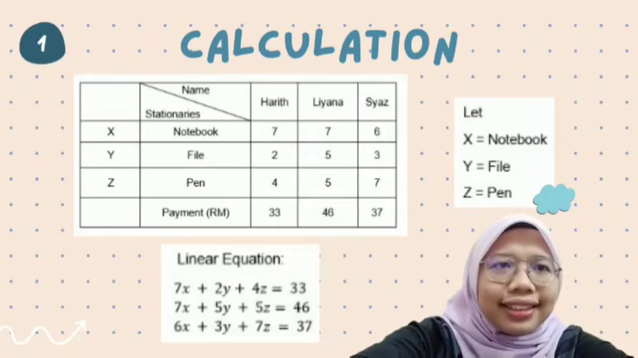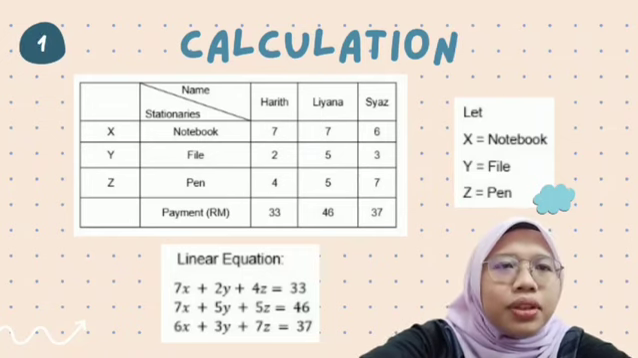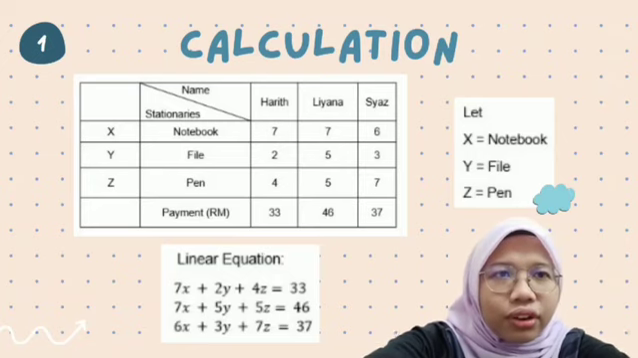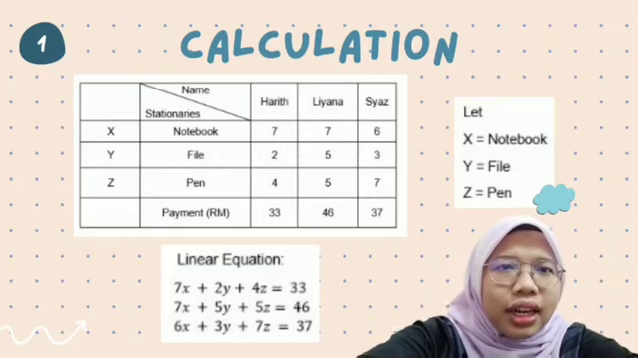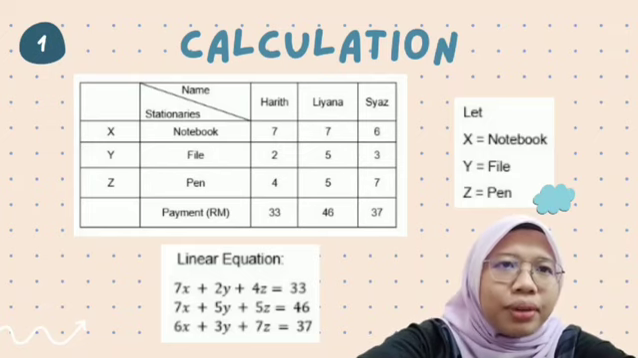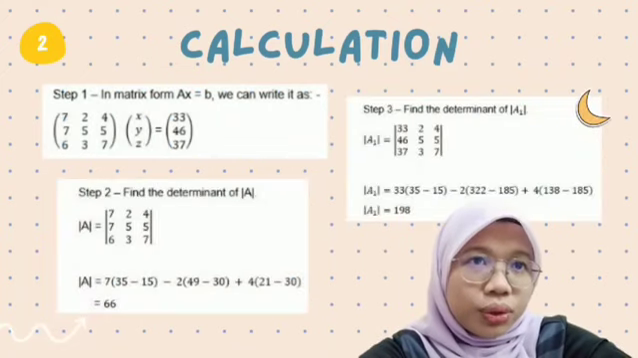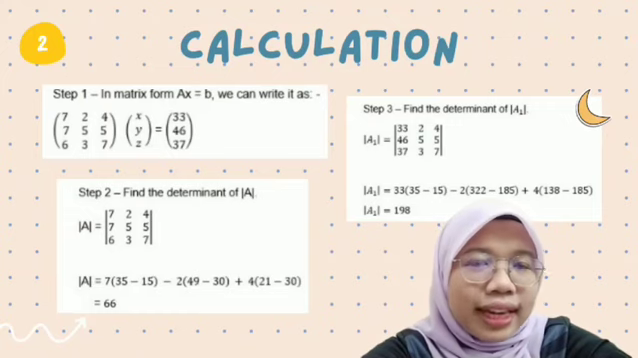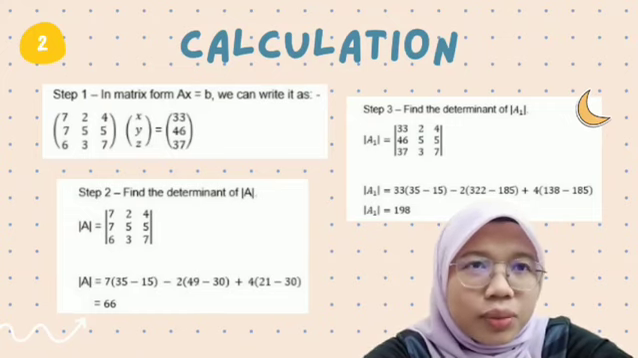Next is calculation. We need to substitute each of the stationery as a variable, which is X for notebook, Y for file, and Z for pen. Then, we need to write the linear equation based on the information given. Based on the linear equation, we need to write in matrix form AX equal to B as step 1. Then, we need to find the determinant of A.